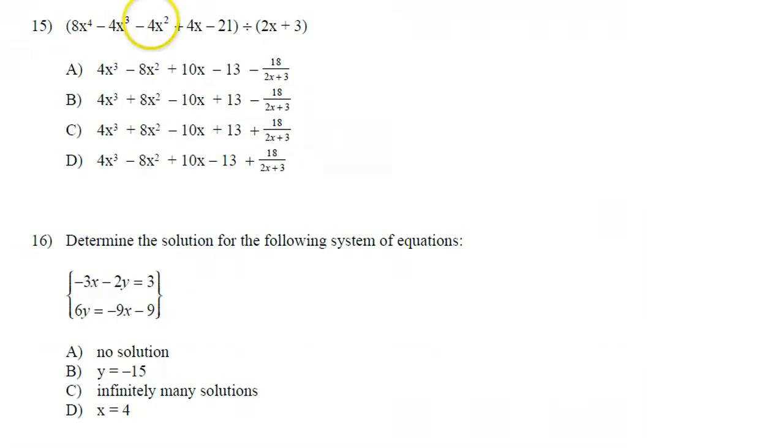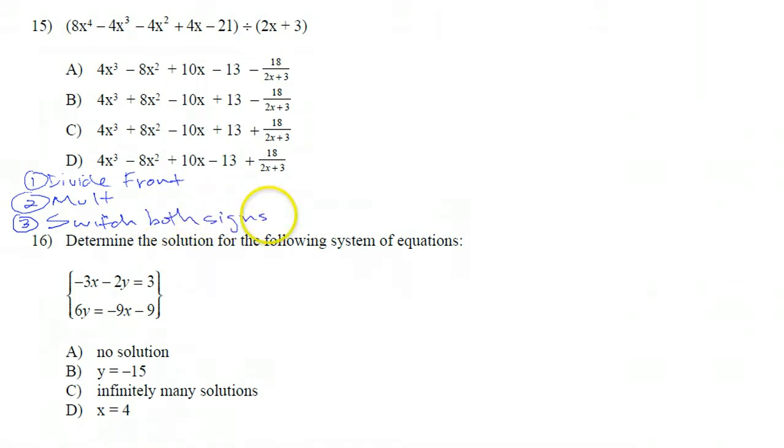Number 15 is a long division problem, so the key thing we have to remember is step 1, divide the fronts. Step 2 is multiply. And then step 3 is switch both signs and add. So let's set it up as a long division problem. 2x plus 3 is on the outside. This is on the inside.